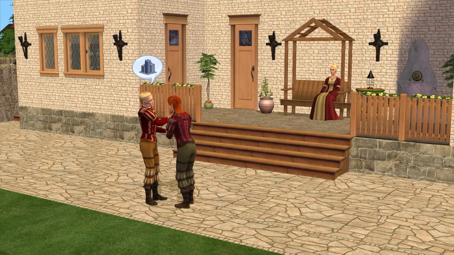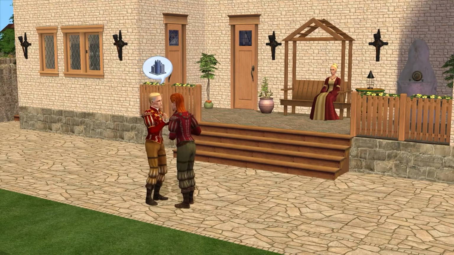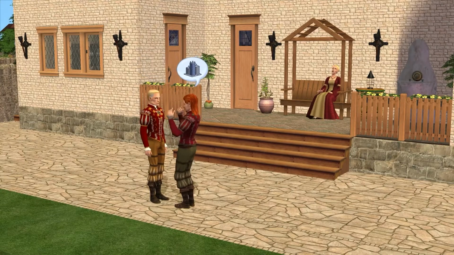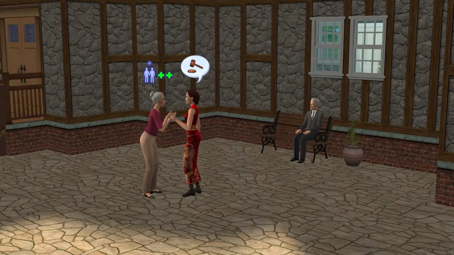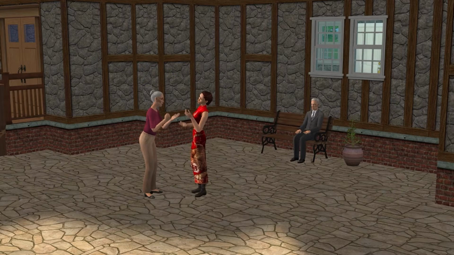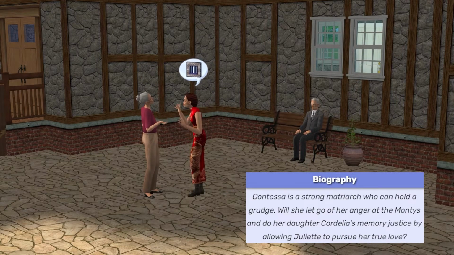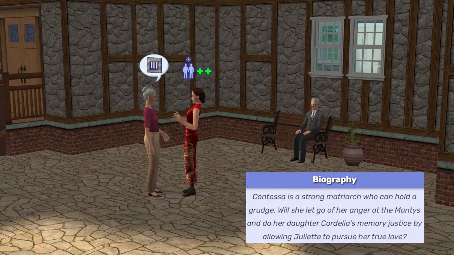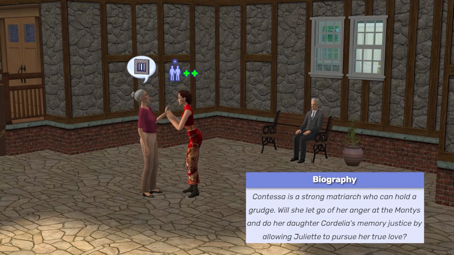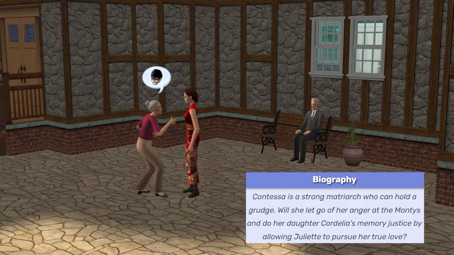Lord Capulet definitely has a dominant position over his wife, and Lady Capulet is rather submissive, whereas Contessa is the one in a position of power in her household, as the first sentence of her bio shows. Contessa is a strong matriarch who can hold a grudge. What they do have in common is their hatred for the rival family.